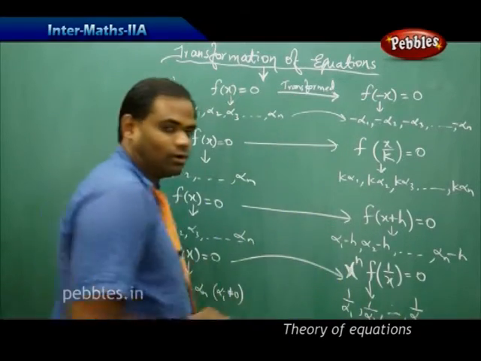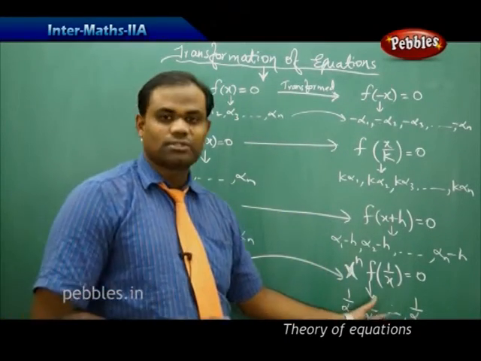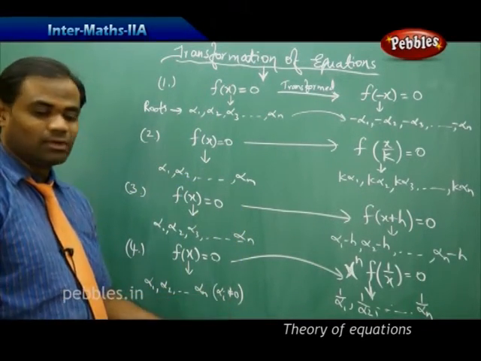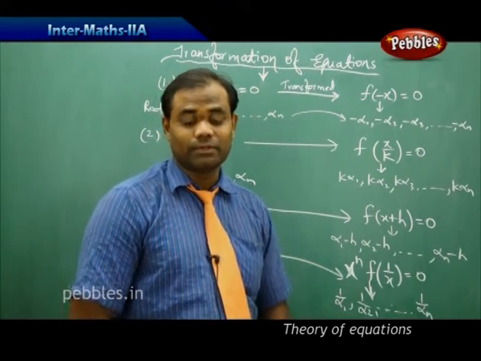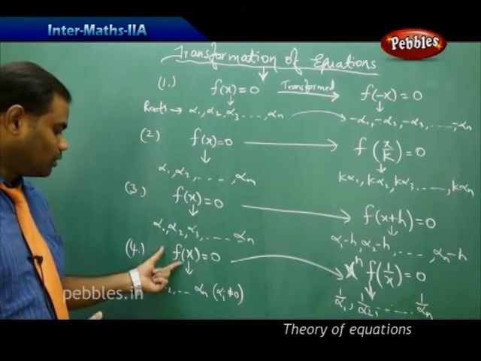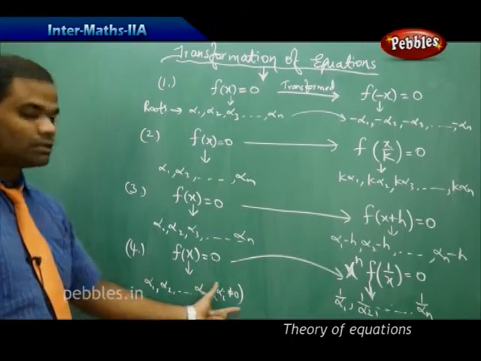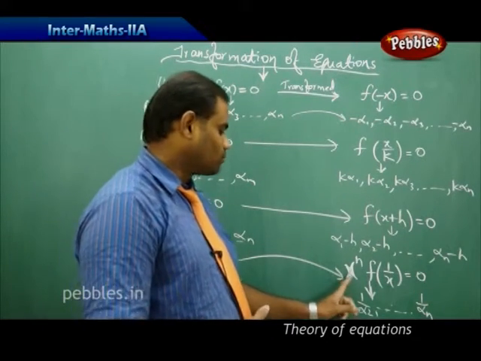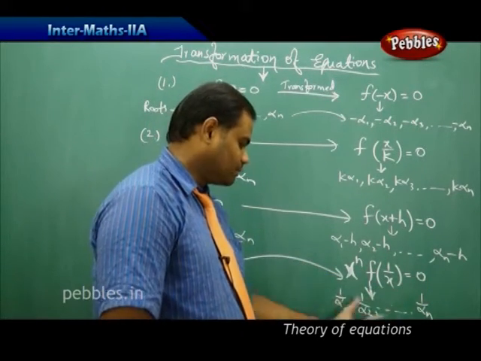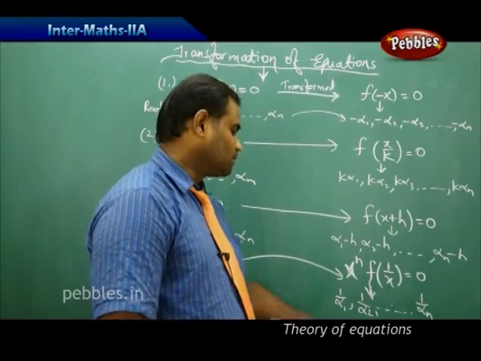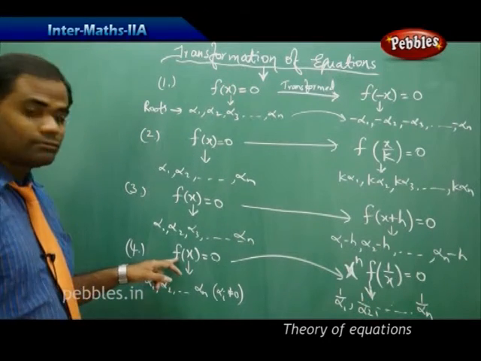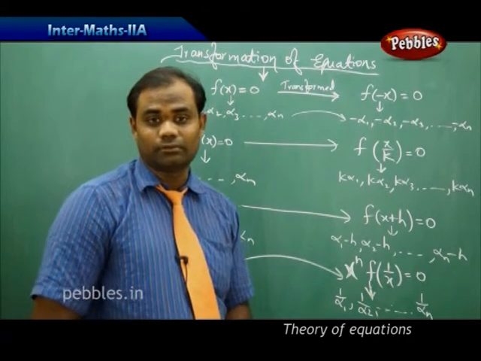by alpha n. Or if the roots had been 0 here, then the roots of this would have been 1 by 0 form, which is undefined. And therefore, the limitation is that the polynomial function f of x equal to 0 must have non-zero roots. Only then the transformed function x power n times f of 1 by x equal to 0 will have the roots 1 by alpha 1, 1 by alpha 2 till 1 by alpha n, where n is the degree of the polynomial f of x. So n is the degree of f of x.